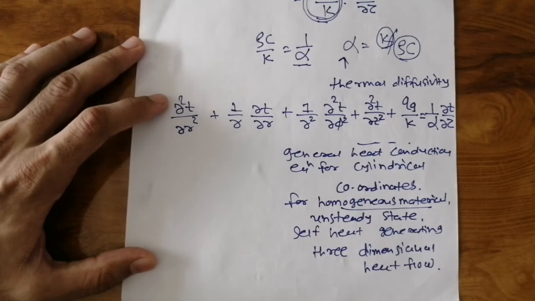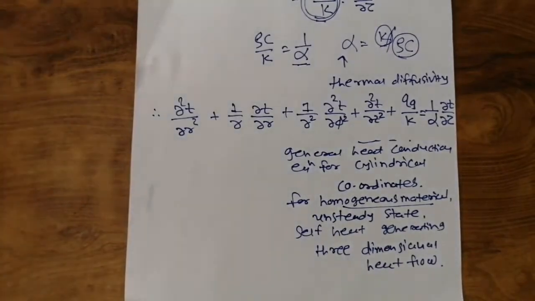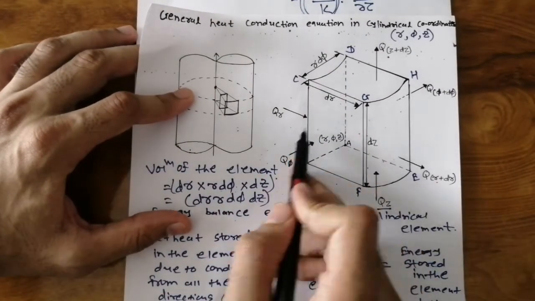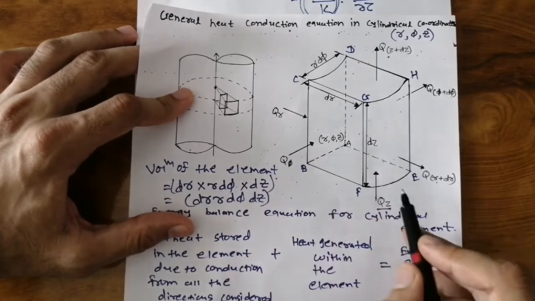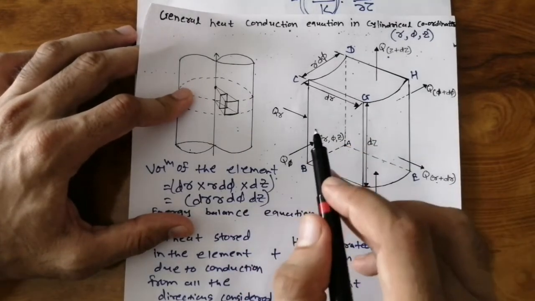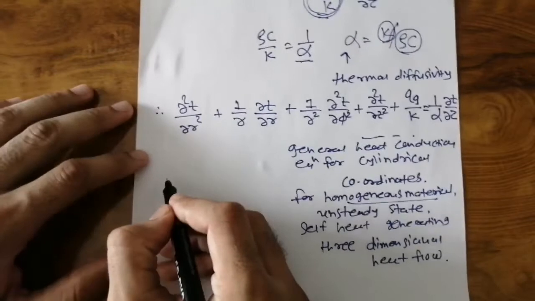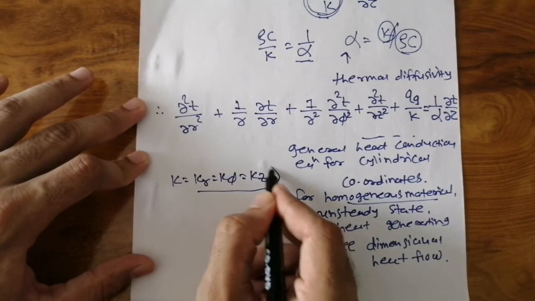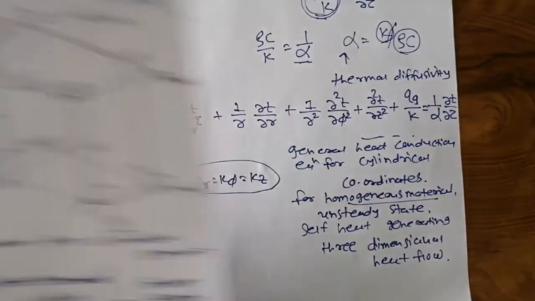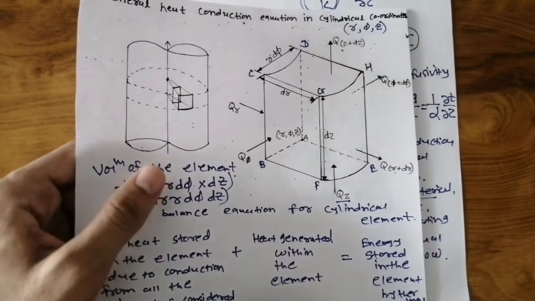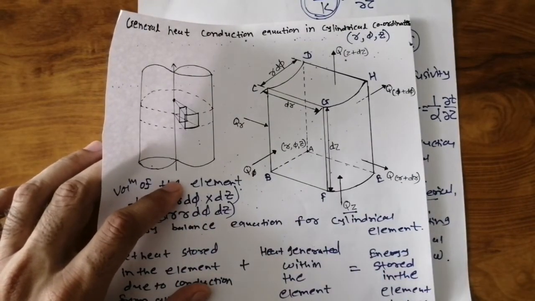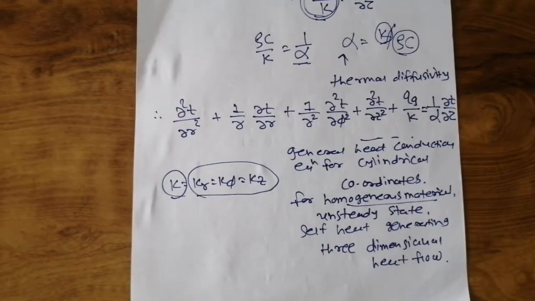Why should we write homogeneous? Homogeneous means, if you consider our figure, we just consider three directions: radial direction, tangential direction and axial direction. In each direction our thermal conductivity is the same. We have considered K is equal to Kr is equal to K phi is equal to Kz. That is called homogeneous. If you consider different thermal conductivity, that material is non-homogeneous. We have considered the same, so our material is homogeneous.